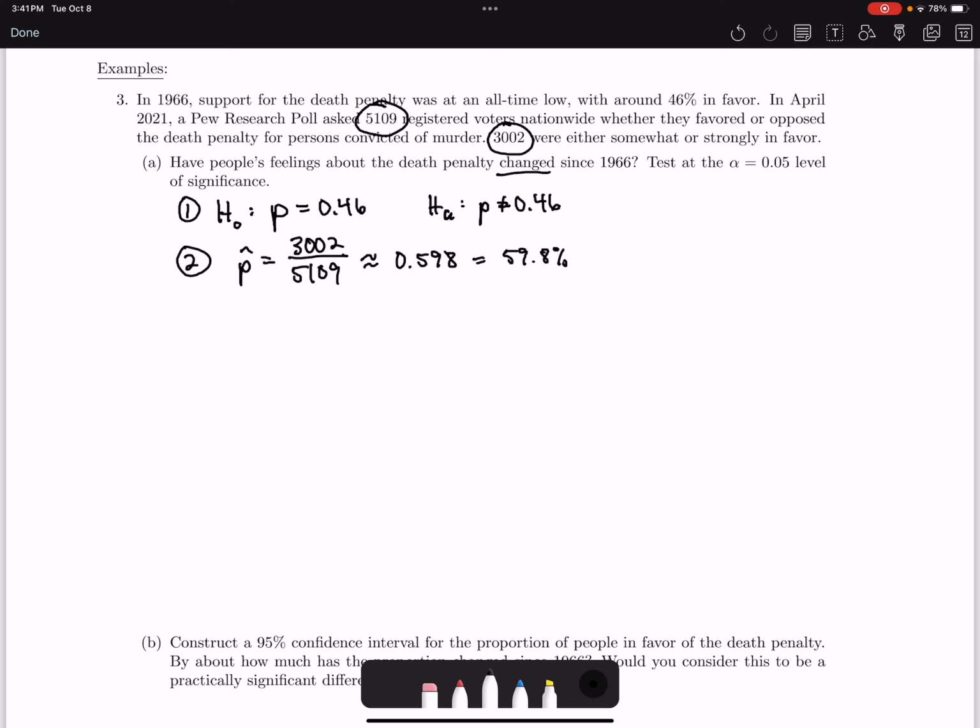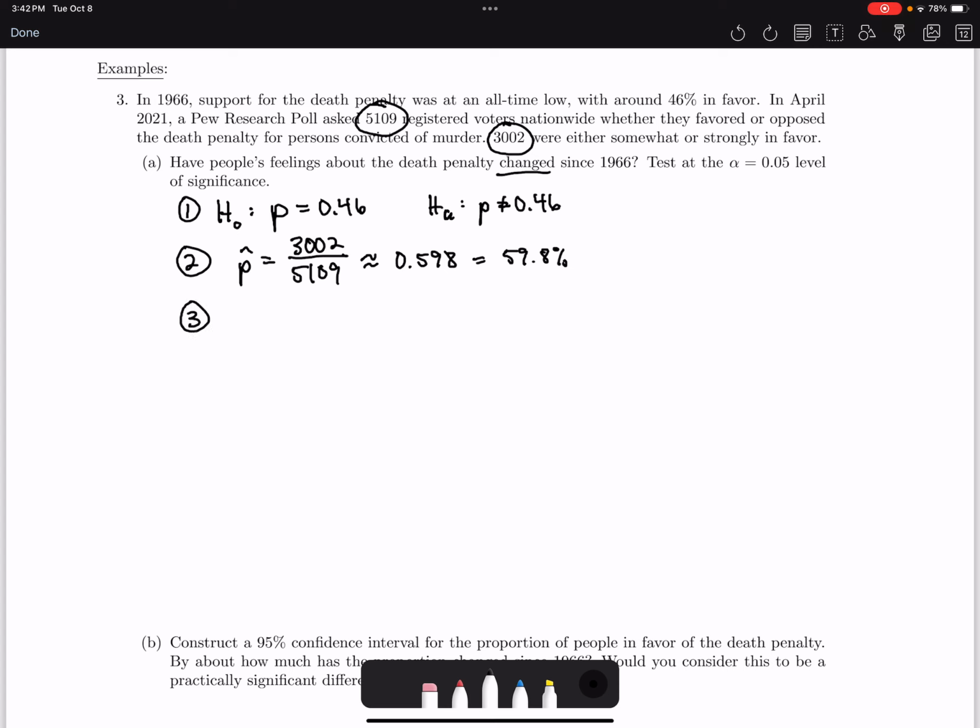Okay, that seems like a big change to me. That seems like a very large difference. So it seems like people are much more strongly in favor of the death penalty now than they were in 1966. Okay. Step 3 of the hypothesis testing procedure is to get the p-value.